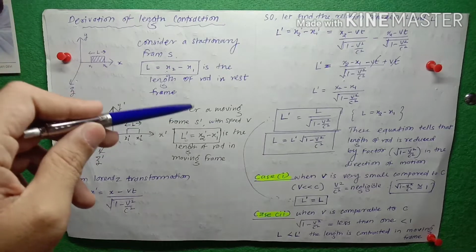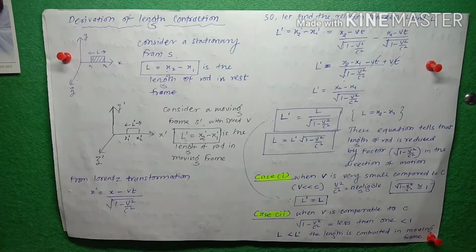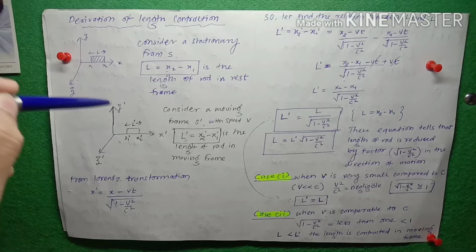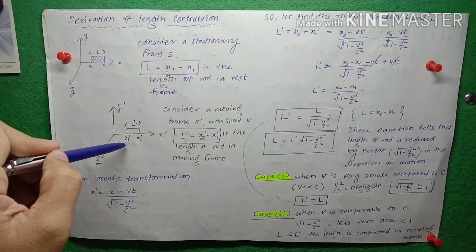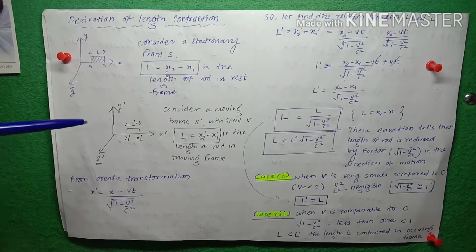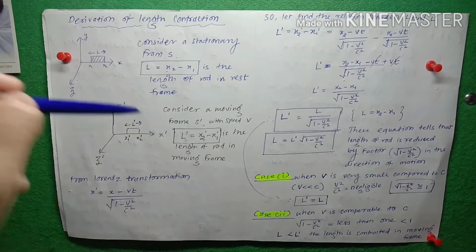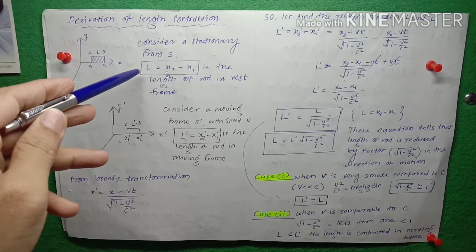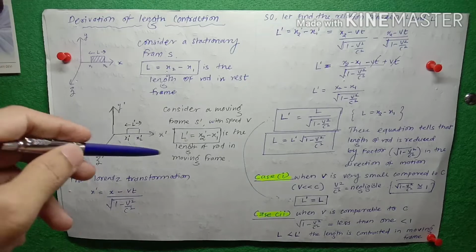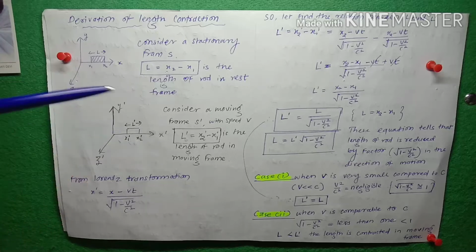So consider a moving frame S dash with a speed v along the right hand side. Now when we are seeing from the moving frame, the endpoints observed for this rod are x1 dash and x2 dash. By taking this difference, we will get the length of the rod in the moving frame, which we are calling L dash. So now we have two lengths. One length is measured from the rest frame and the other is measured from the moving frame. Let us find out the relation between them, and for that we are going to use the Lorentz transformation.